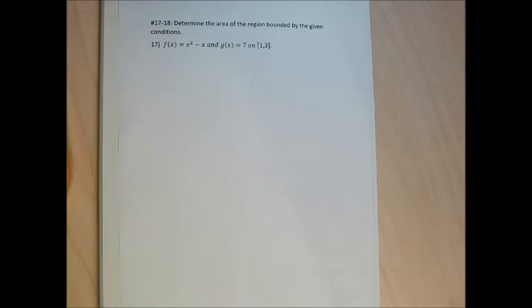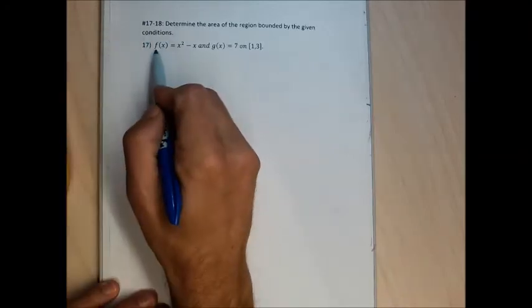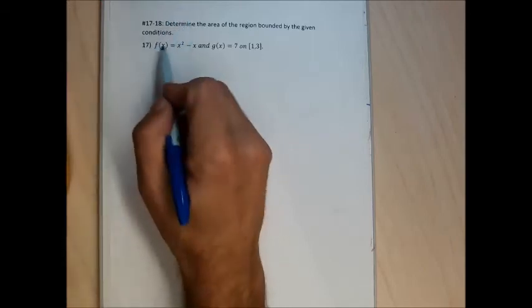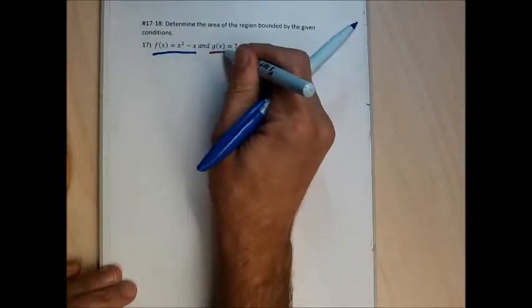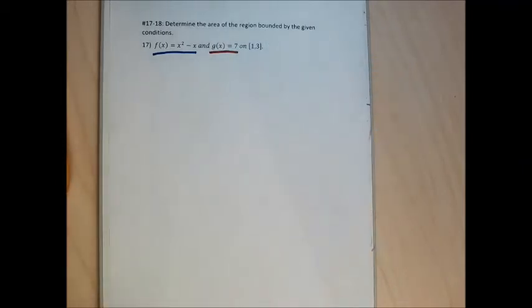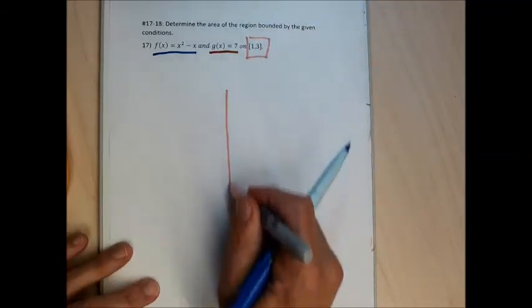But there's 3 more problems on the review. Let's just get them done. So 17 gives me 2 functions, an f function that I'm going to draw in blue, a g function that I'm going to draw in red, and I'm going to draw those over the windows 1 through 3. Let me sketch a graph real quickly.